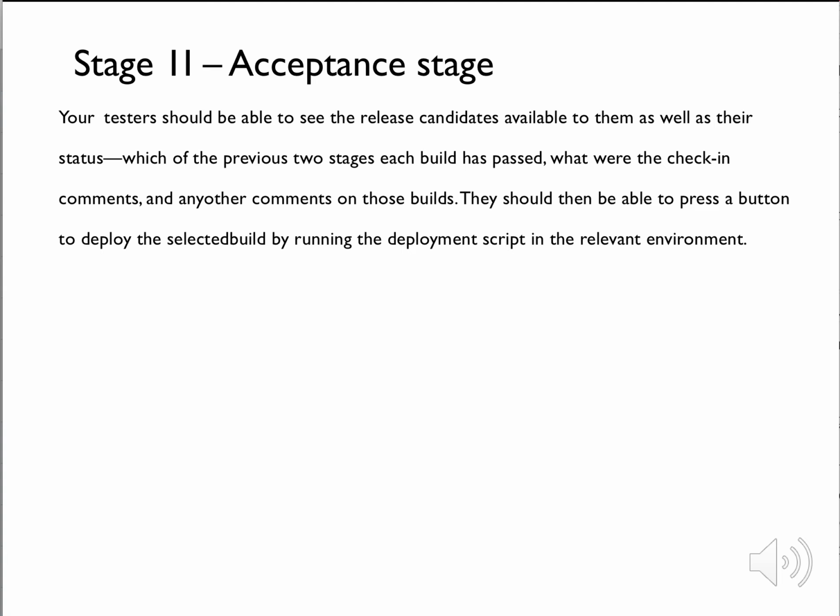Continuing the acceptance stage, the tester should be able to see the release candidate available to them as well as their status. So the goal of the acceptance stage is the release candidate. Which version of the build is ready for the release? What are the stages? What is the status of that build? What were the check-in comments? Anyone's comments on those, and you can see anybody's comment on those builds.